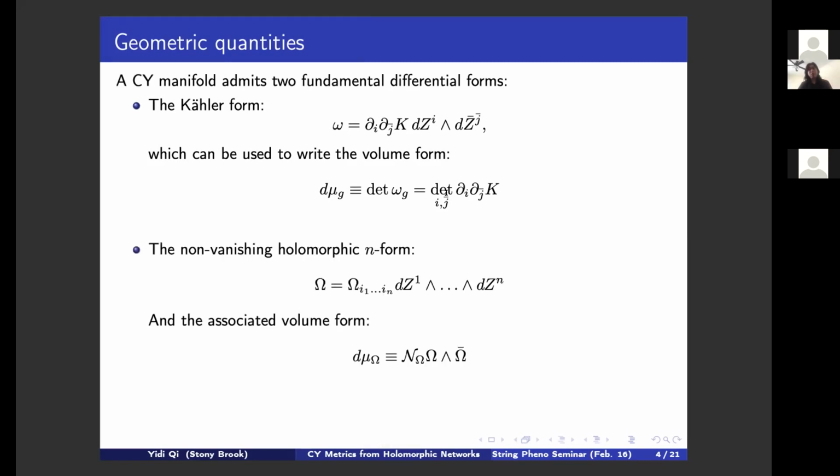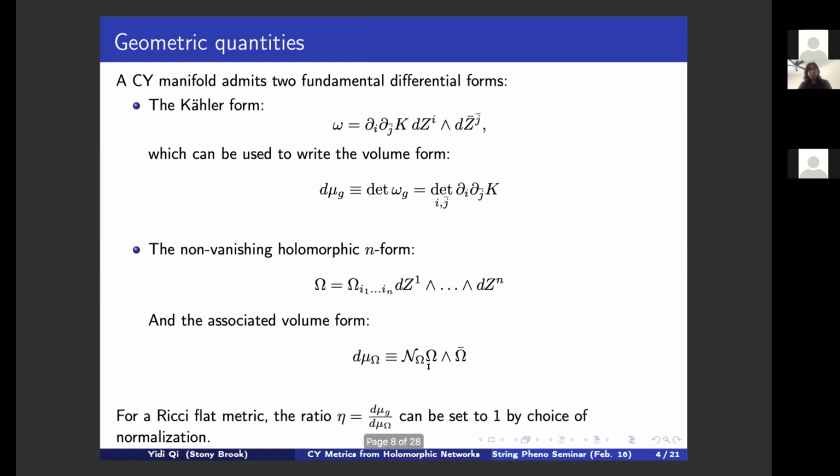Another important differential form is the non-vanishing holomorphic n-form, and this only exists on a Calabi-Yau manifold. We denote this as omega, and we can write down the holomorphic volume form d mu omega, which is equal to omega wedge omega bar. For Ricci-flat metrics, we know that those two volume forms should be equal if we choose appropriate normalizations. In other words, we can define the ratio eta as d mu g over d mu omega, and this value can be set to 1 by choosing the normalization.